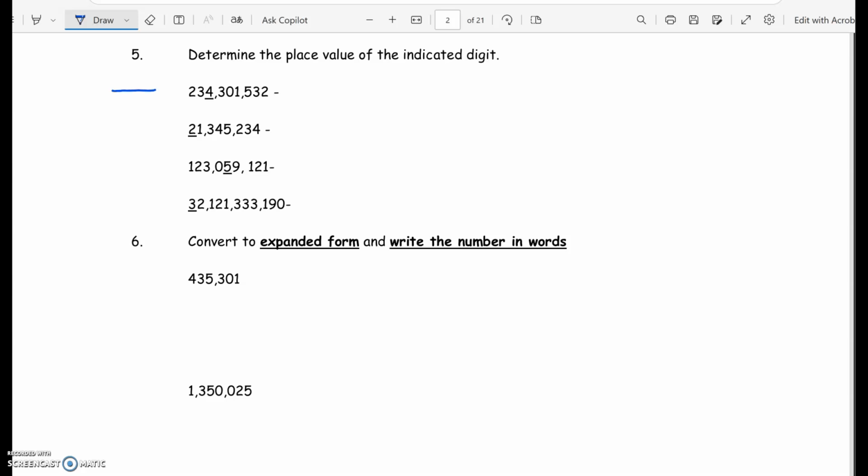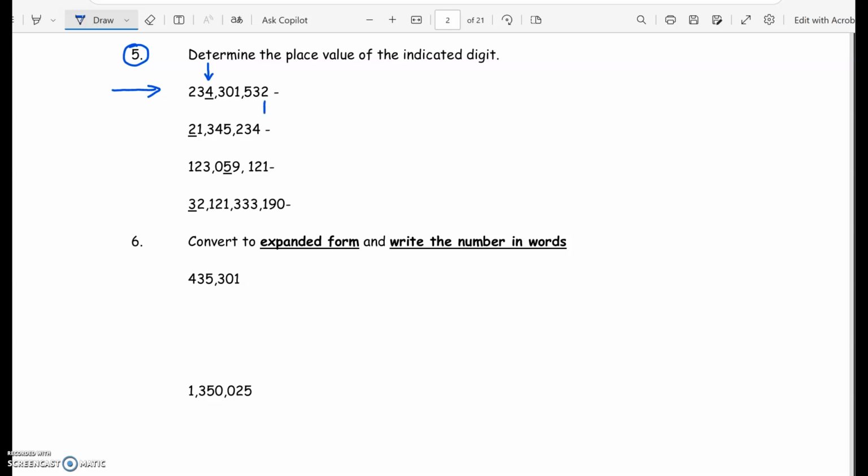So let's look at problem 5. We have a number which is in the millions, and we're going to look at 4 and determine the place value of 4. So the digit 4 is not really a 4. It depends on where it's located in the number that is written in the standard form.